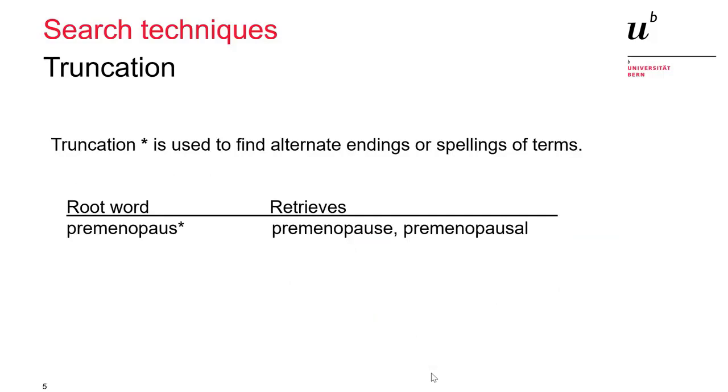Truncation is used to find alternate endings or spellings of words. Here, the root word is premenopause. When we put the star on the end and search that in PubMed, we will retrieve papers that talk about premenopause as well as premenopausal.